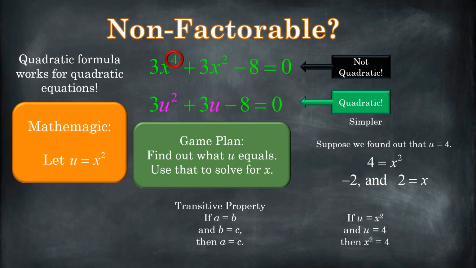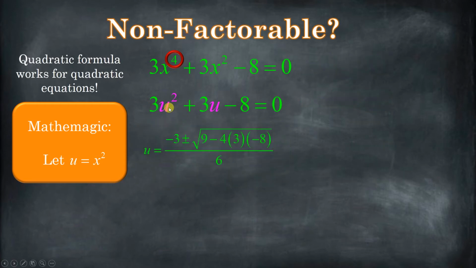If we know what x squared equals, we can find out what x is. Do you see? So we'll talk about breaking this down from this step to this step in the next slide. But let's go ahead and execute this game plan right here. Let's use the quadratic formula to solve for u. What we're going to get is -2.208 and +1.208.